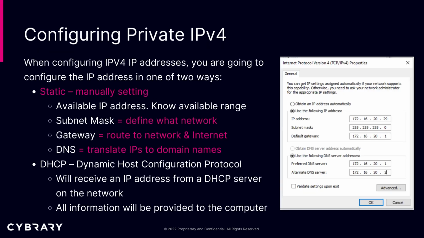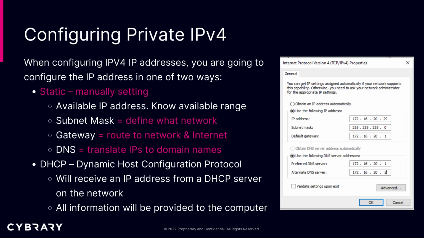So, configuring a private IPv4 IP address. When you're configuring an IPv4 address, you're going to configure it in one of two ways, either static or dynamically. In the static or manual setting, your IP address will be given to you by your network admin, and you'll go into the configuration of your computer to assign that IP address. You will select use the following IP address, and you would put in the IP address in the IP address field, and the subnet mask is what determines what network you're on. You would put that information in. And you'll also be supplied with a gateway.